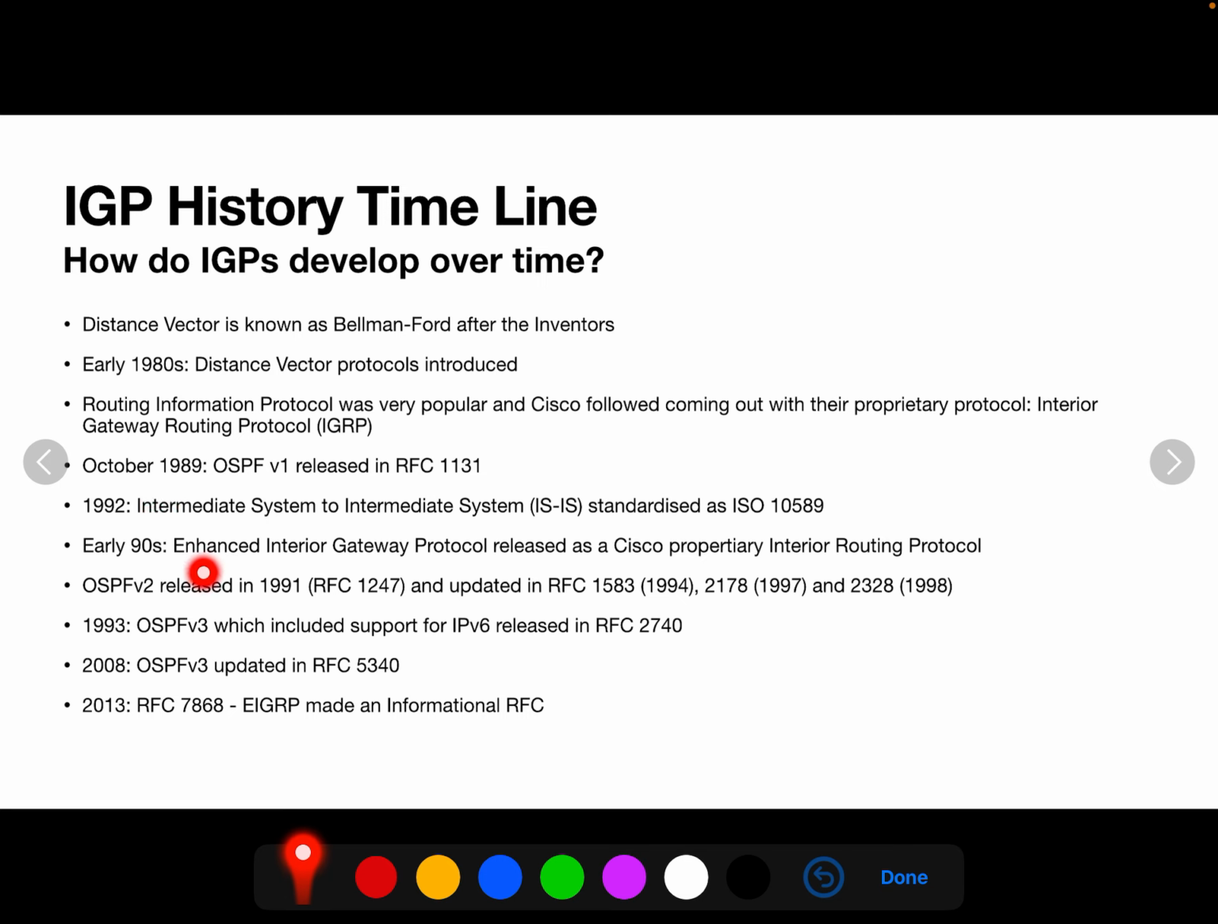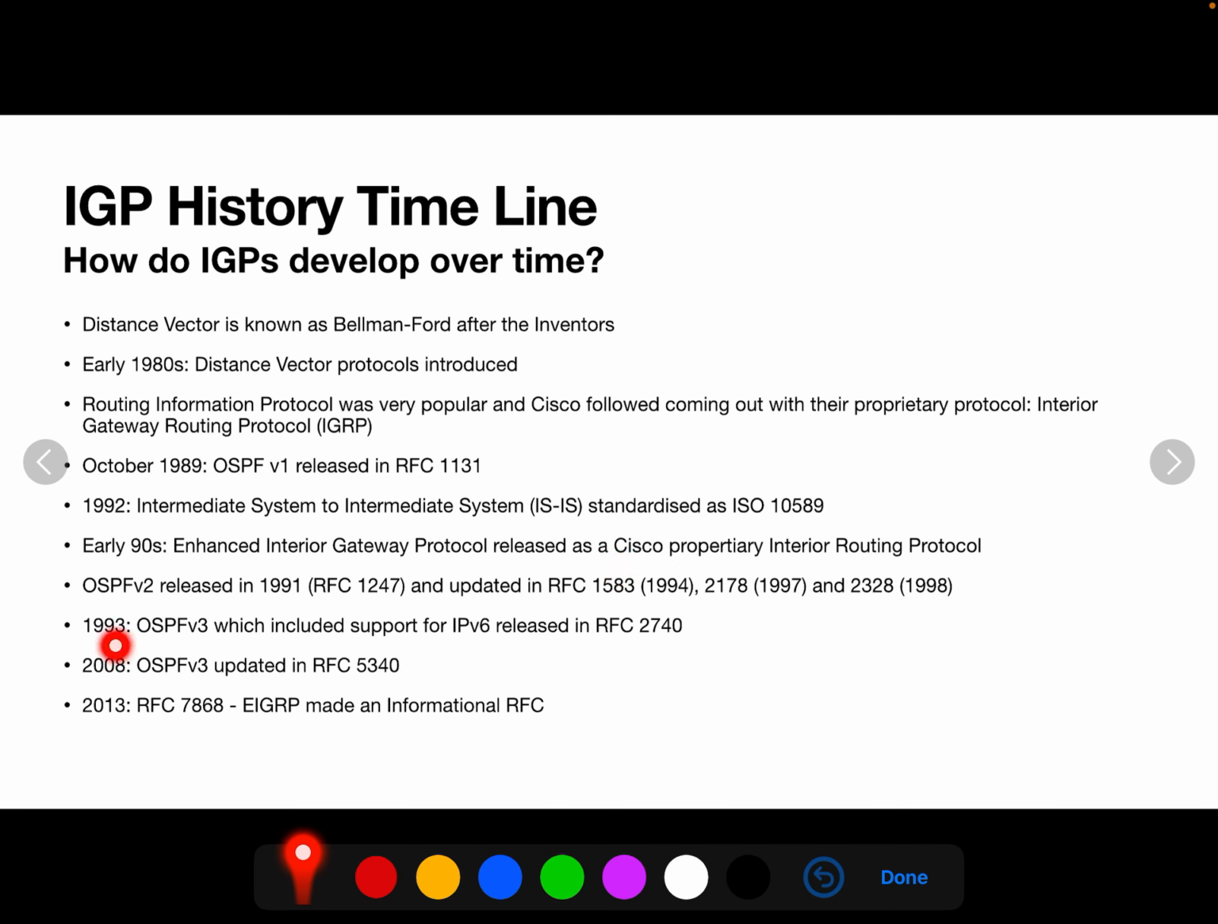At some point in the early 90s, EIGRP, which was a Cisco proprietary interior routing protocol, was released by Cisco. OSPF version 2 was released in 1991. So not too long after the original version was released, version 2 came out, described in RFC 1247. Then it was updated 3 times: RFC 1583 in 1994, 2178 in 1997, and then 2328 in 1998.